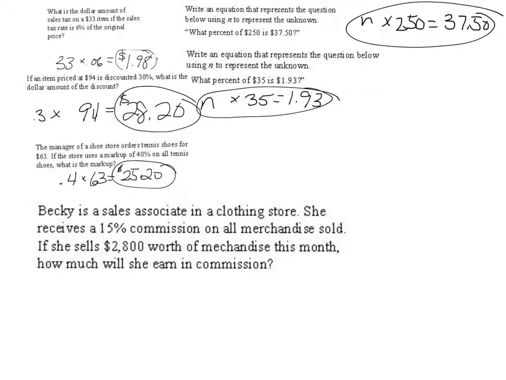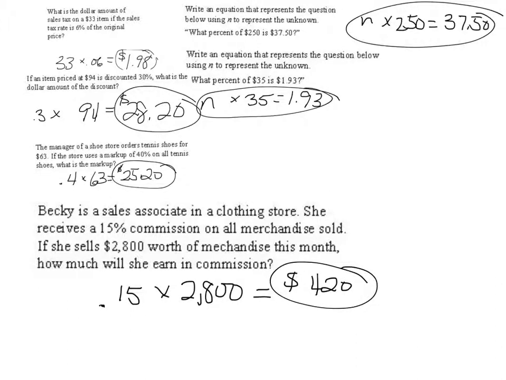Guess what? This is about the same problem again. Becky's a sales associate in a clothing store. She receives a 15% commission on all merchandise sold. If she sells $28,000 worth of merchandise this month, how much will she earn in commissions? We want to find what's 15% of 28,000. So her commission would be $4,200. Wrong, $420. She would like it if it was $4,200.